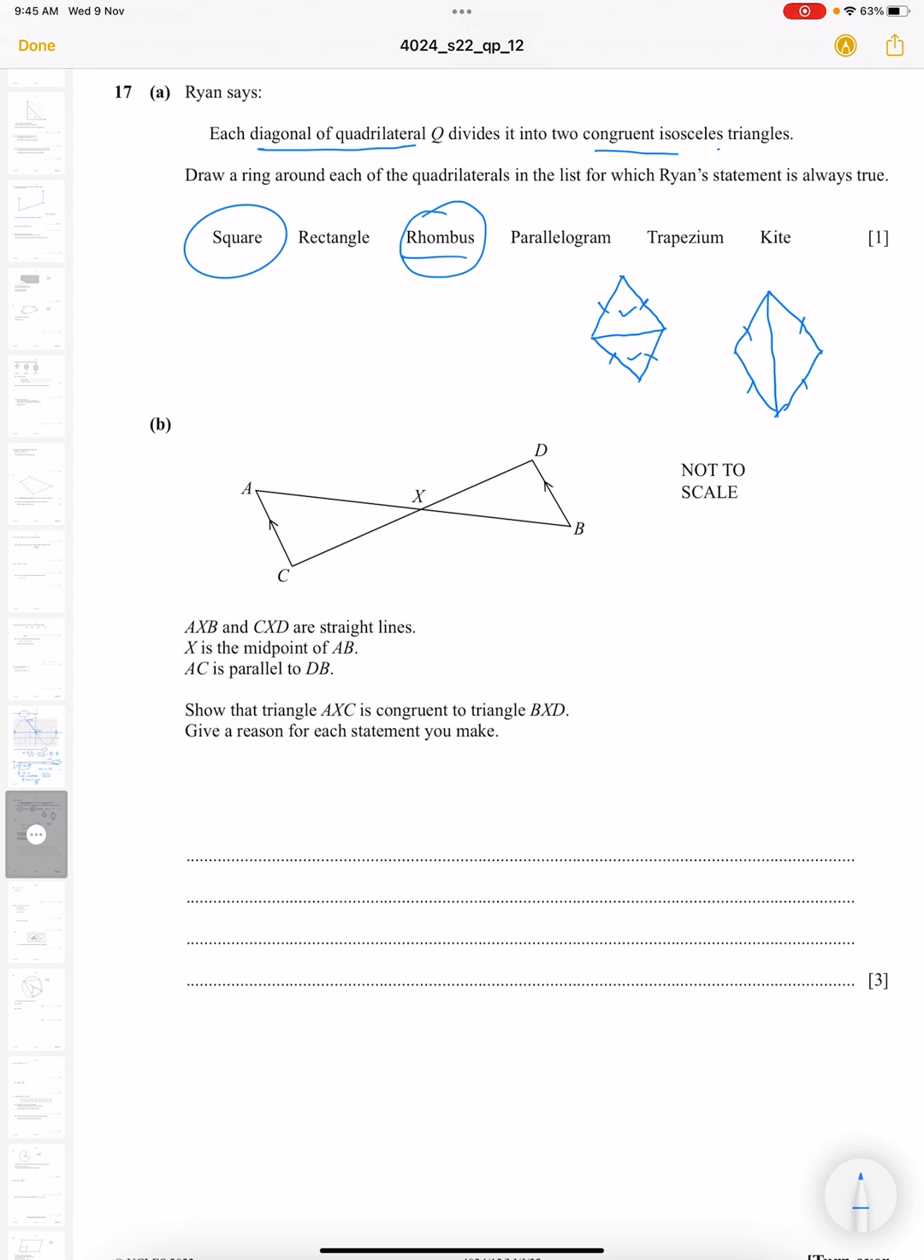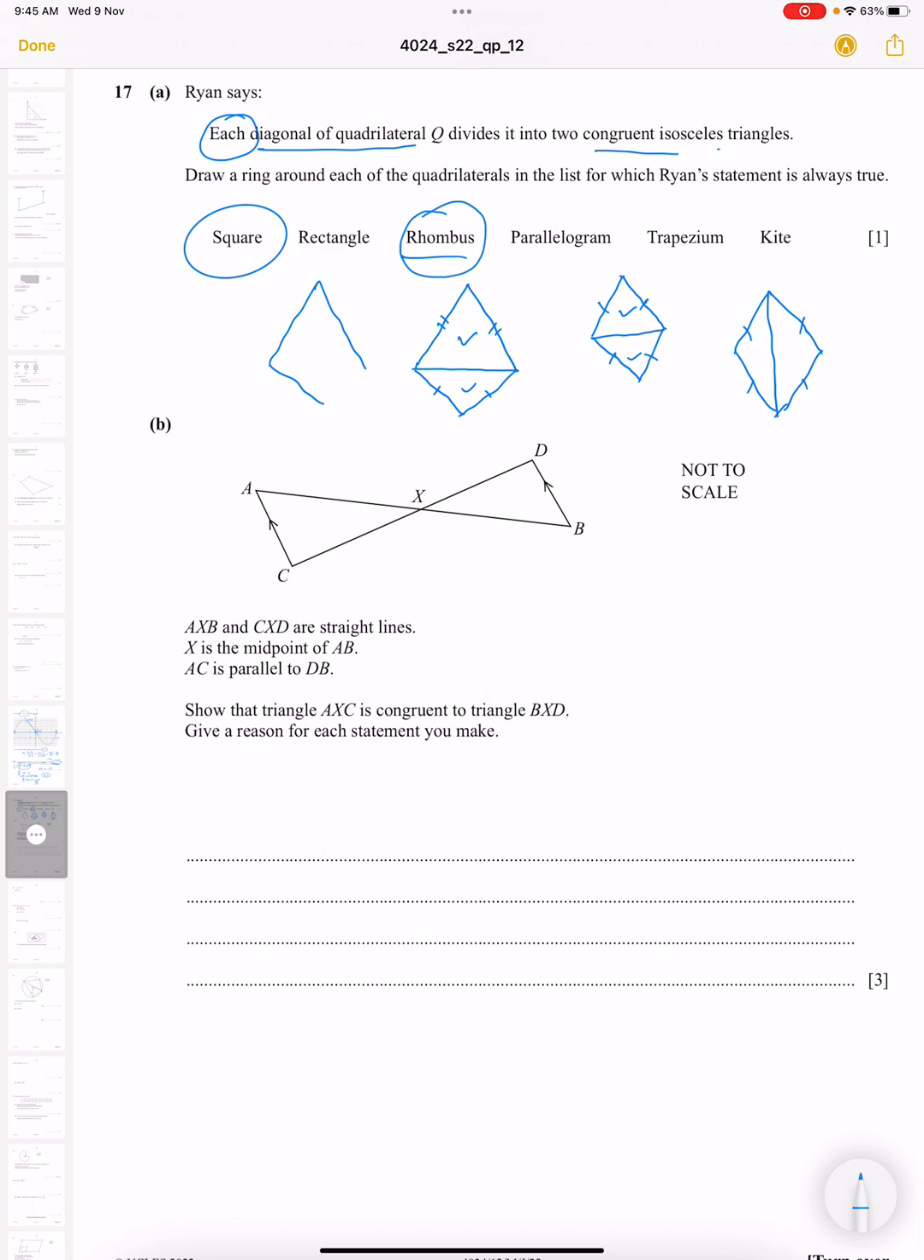A parallelogram will also not satisfy, because a parallelogram is a kind of rectangle, so that cannot satisfy. A trapezium also does not satisfy, because in a trapezium the lengths of sides are not necessarily the same. What about a kite? A kite is like this. This side is equal to this one, and this side here is equal to this one. Now if you draw a diagonal in this way, yes, it satisfies this, that this triangle and this triangle are both isosceles. But since they say each diagonal, every diagonal must satisfy this condition.